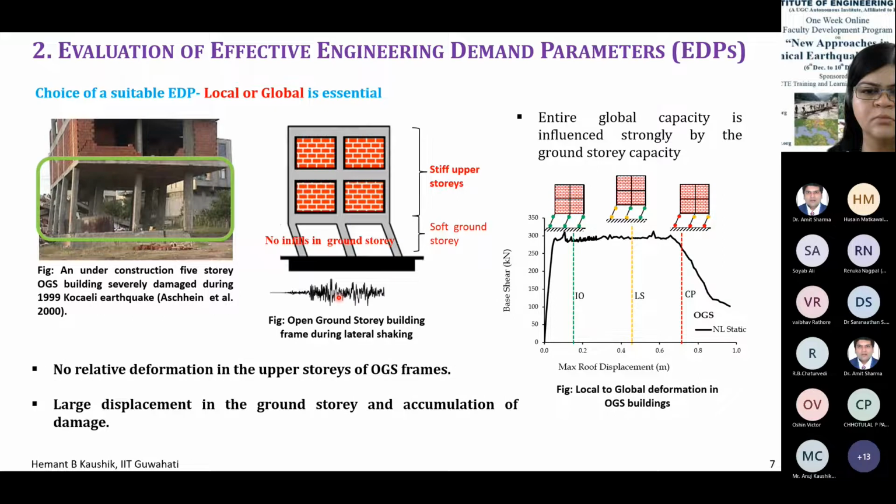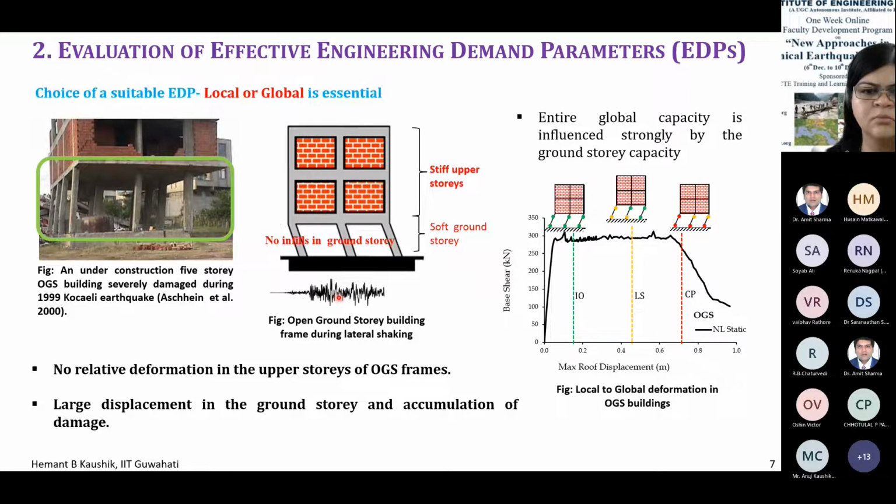Now we'll use all these input properties, all these observations in the second part of the study, which is the evaluation of effective engineering demand parameters. Now the question is, why do we need this? Why can we not simply use the top story displacement as the engineering demand parameter?